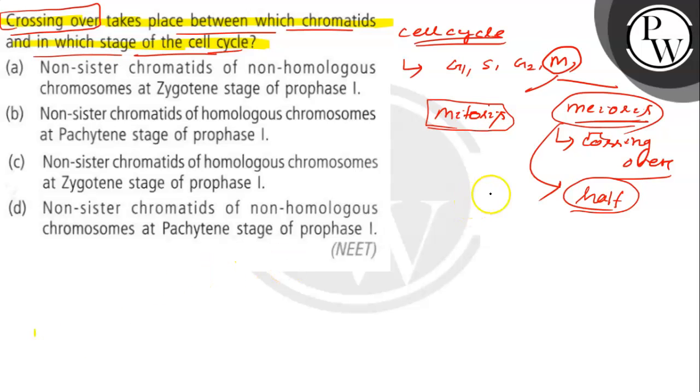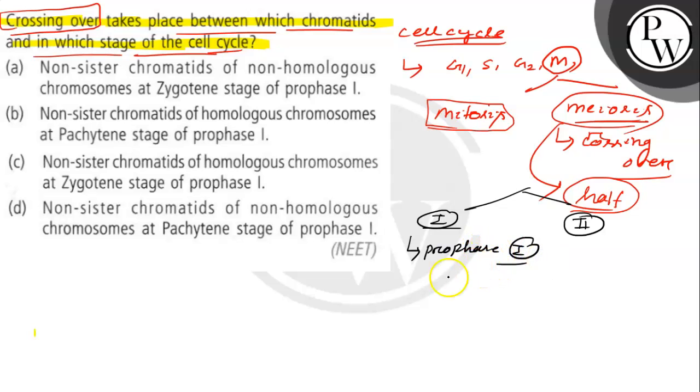Meiosis takes place in two different phases, meiosis 1 and meiosis 2. In meiosis 1, the chromosome division takes place, or the crossing over takes place. This is happening in prophase 1. Prophase 1 has 5 different stages, and from these 5 stages, one is the Pachytene stage. In the Pachytene stage of prophase 1, first of all the crossing over takes place. This is the main reason.